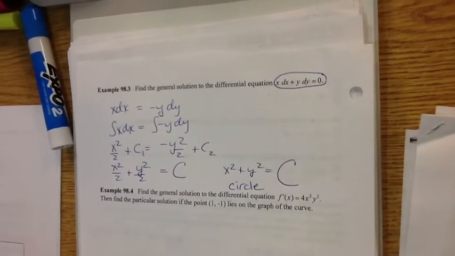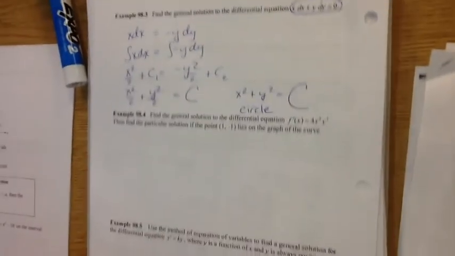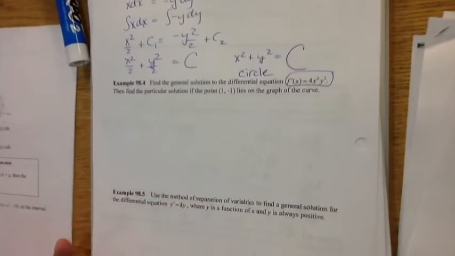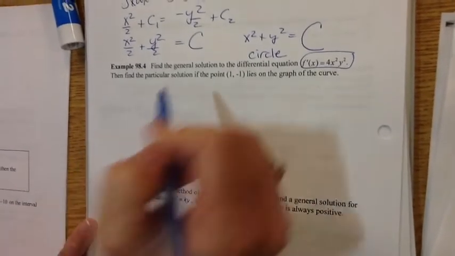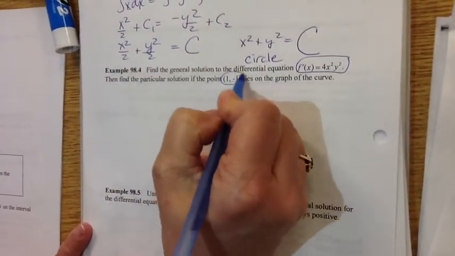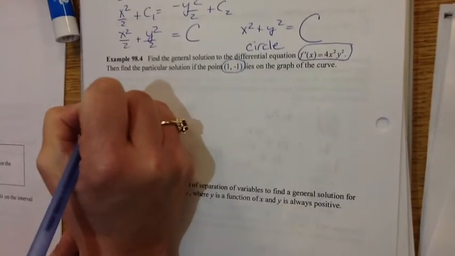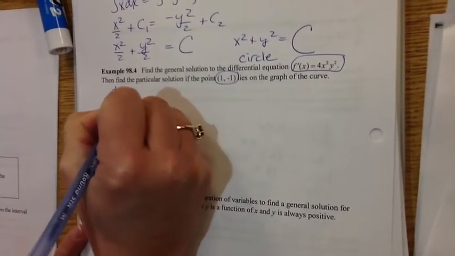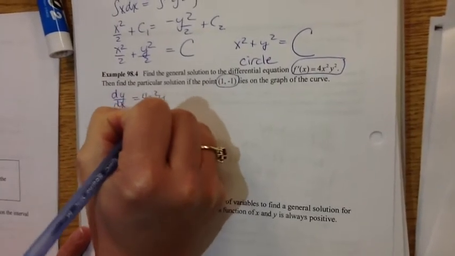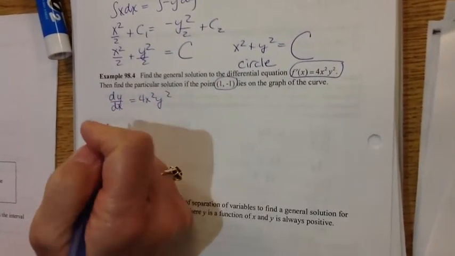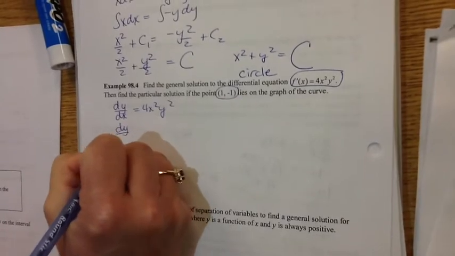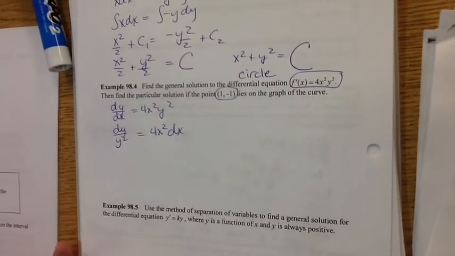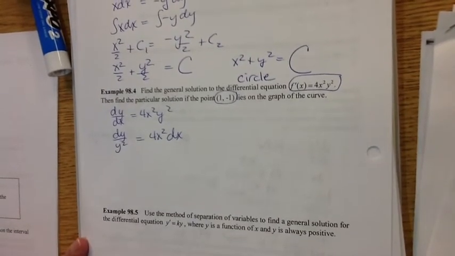Okay. All right, so let's try the next one. Find the general solution, and they gave us the derivative this way, and then find a particular one where the point lies on the curve. So the first thing I'm going to do is write f prime x as dy dx. And now we want to put the y's together and the x's together.